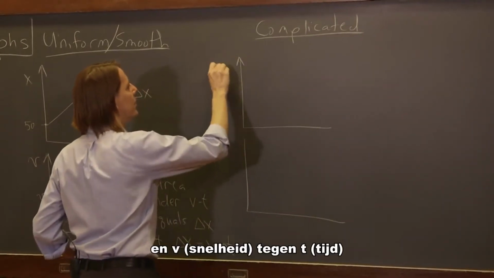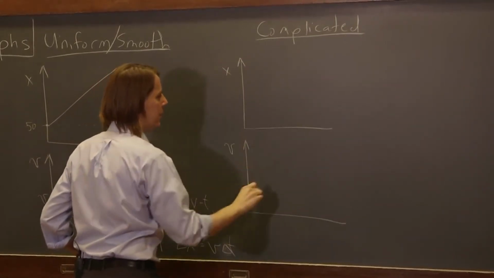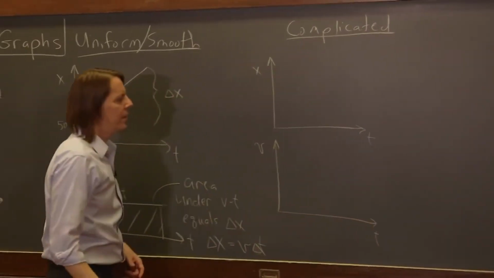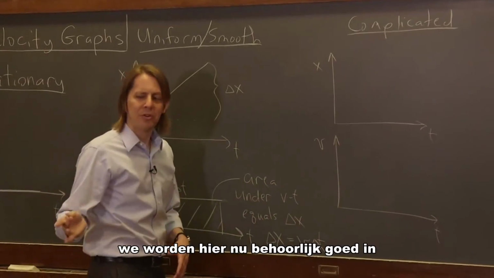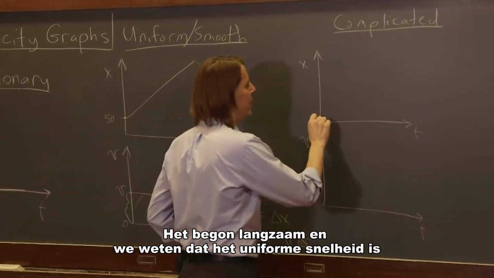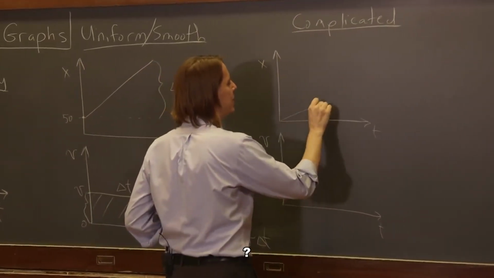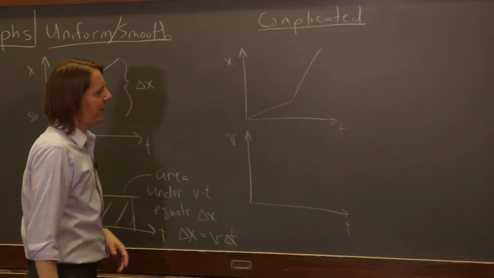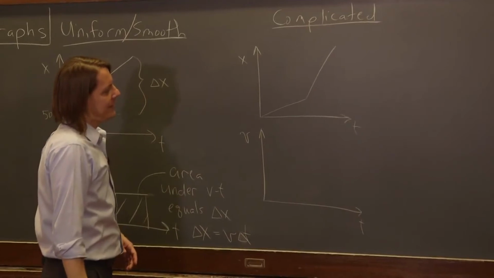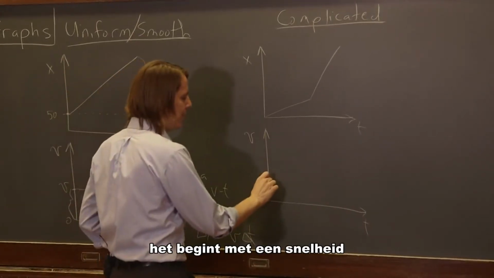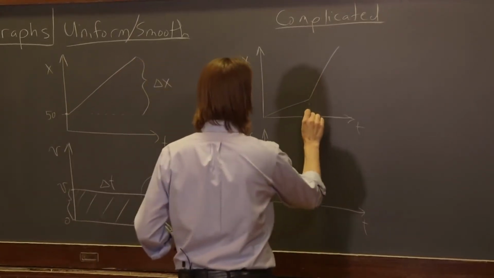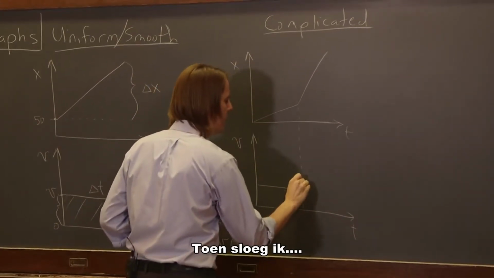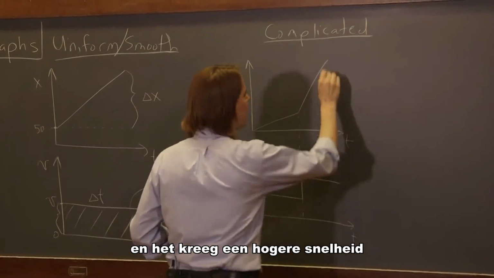v versus time, right? So there's x, and there's v, and here's time, and here's time. So it started out, and we're getting pretty good at this now, it started out kind of slow. We know that's going to be uniform velocity, kind of like that. And then I hit it, and it went fast. Right? So if we're going to plot that, let's see, it started out at one velocity. It went that velocity for a while, and then I hit it, and it went to a higher velocity.